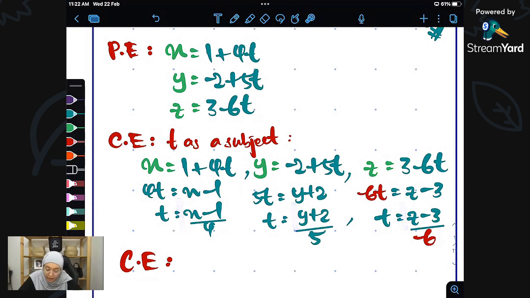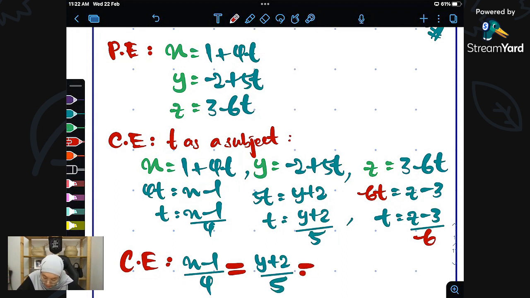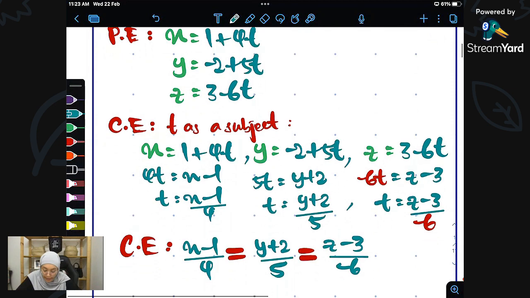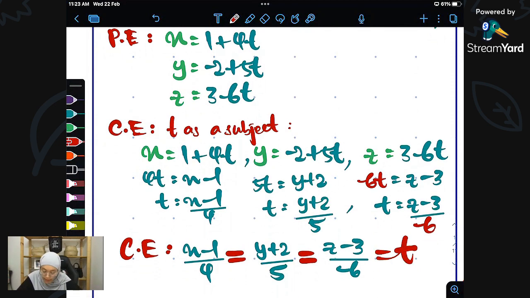X, Y, Z, everything here got coefficient 1 in front. There is a reason why, I'll tell you after I arrange this. Arrange what? So for the Cartesian equation, we must make T the subject, meaning (x minus 1) over 4 is equal to (y plus 2) over 5, and then equal again to (z minus 3) over negative 6. Basically what I did here is everything here is equal to T.